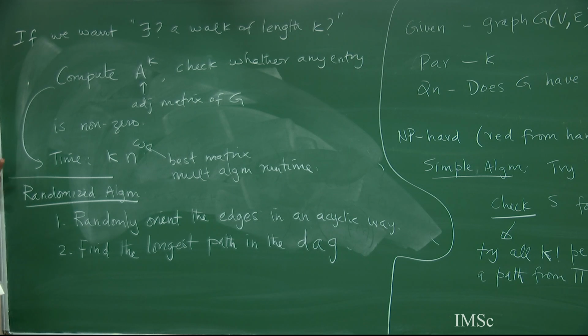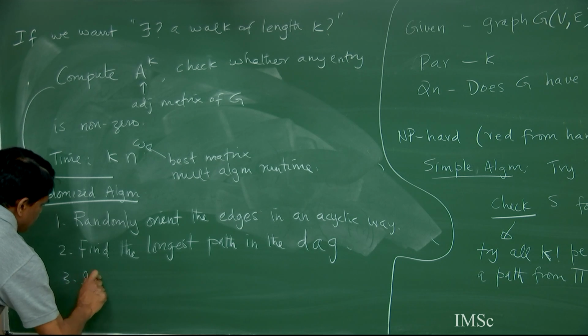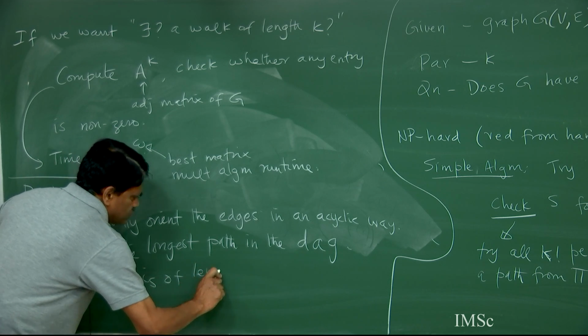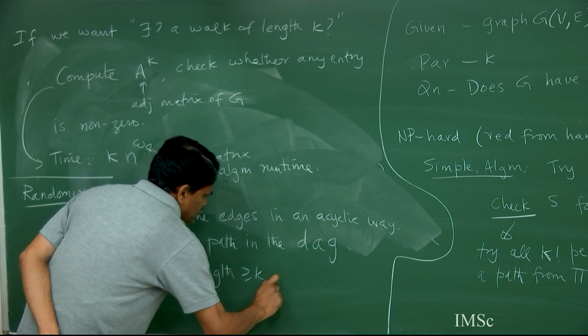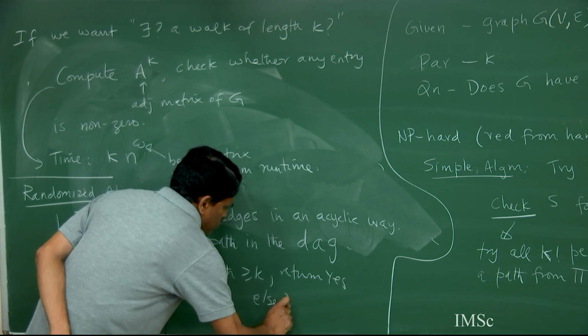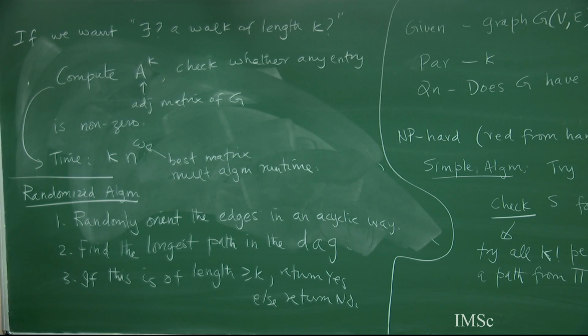So now I have taken my graph and somehow randomly oriented the edges in an acyclic way. How do I do that? We will come to that. But after I have done that, I can find the longest path in the DAG, and now if this is of length at least k, return yes. This is one step of the algorithm, right? And then we will analyze the success probability and repeat.